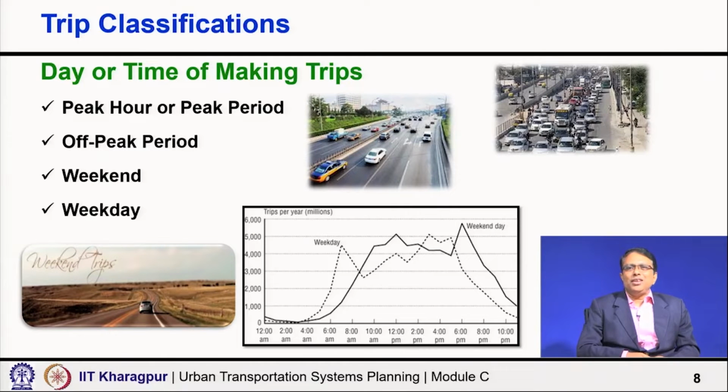So, maybe if peak hour congestion is my focus, I am only interested to know how much peak hour demand is there. What is the peak hour travel? So, my simple classification of trips could be peak and off-peak, or peak and other than peak, whatever you say, right. So, that way I would like to classify.